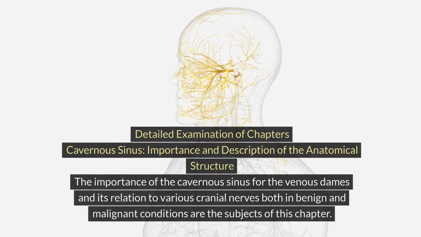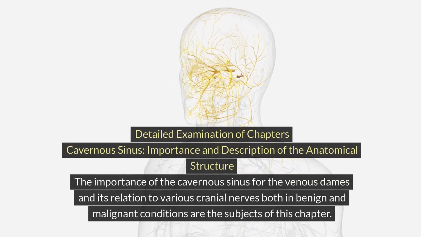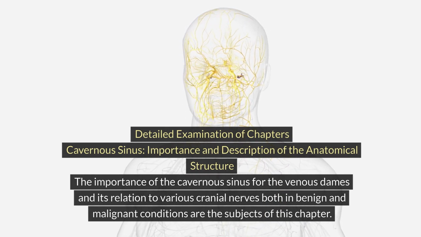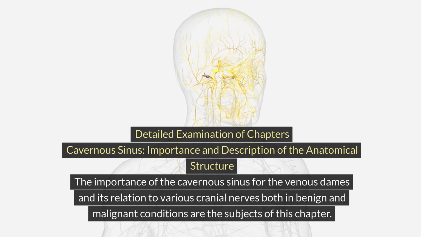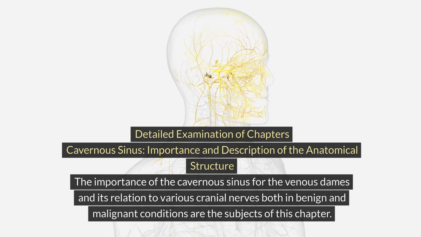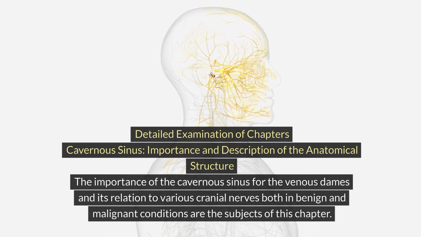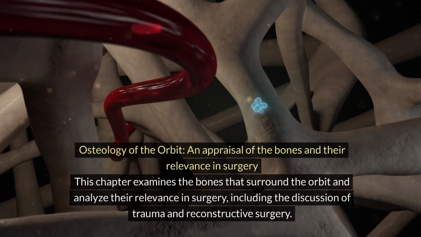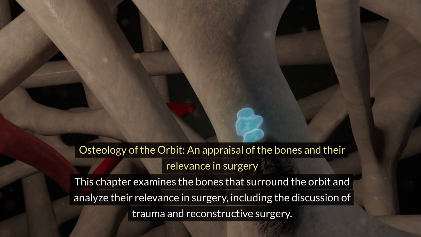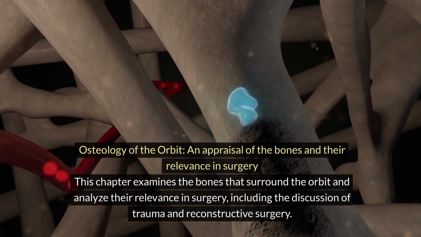Detailed examination of chapters: Cavernous Sinus. Importance and description of the anatomical structure. The importance of the cavernous sinus for the venous drainage and its relation to various cranial nerves, both in benign and malignant conditions, are the subjects of this chapter. Osteology of the orbit: an appraisal of the bones and their relevance in surgery.